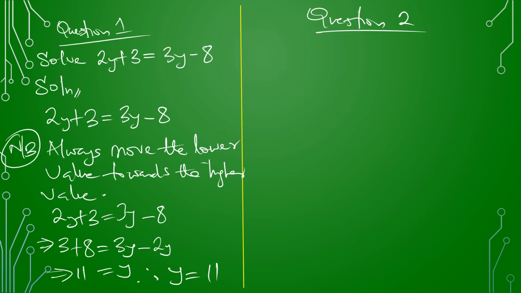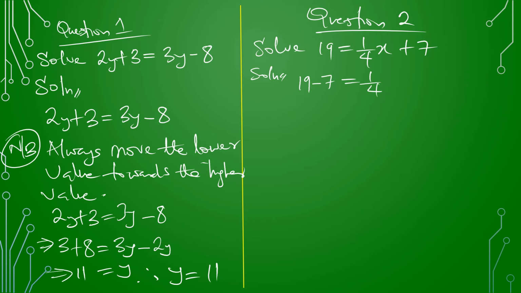Question 2. Now you have been given to solve 19 is equal to 1 over 4x plus 7. So it's the same thing. Here 19 is bigger than plus 7. So we take 7 to the other side. Solution: it simply means 19 minus 7 is equal to 1 over 4x.